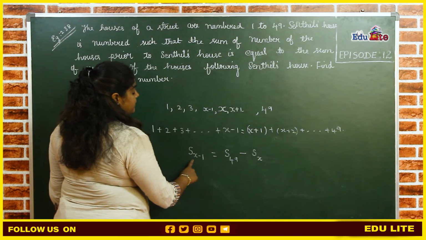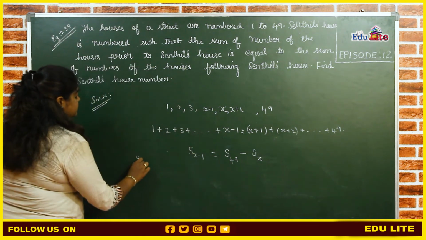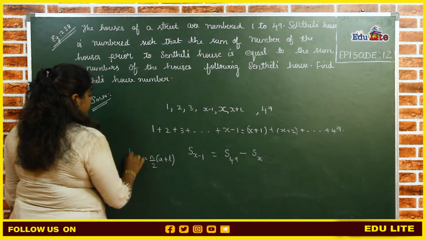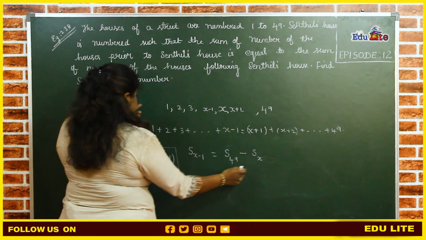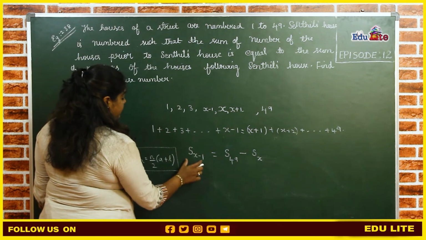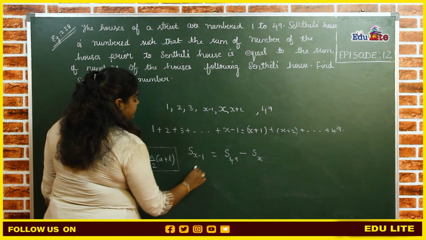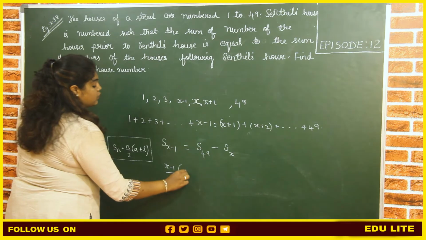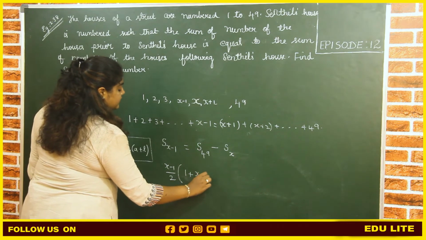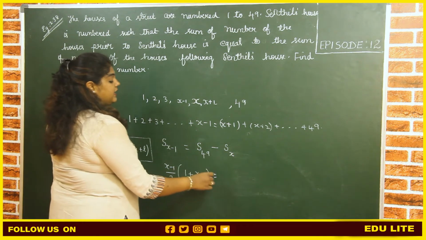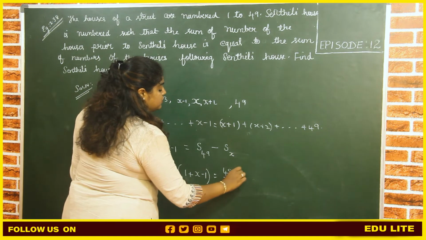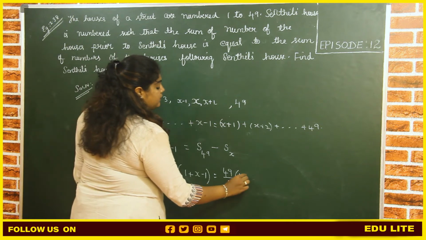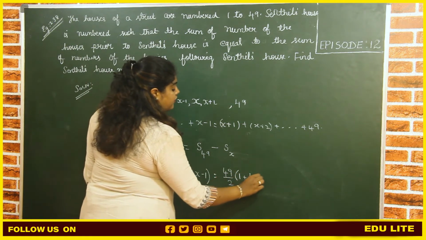Now we are going to use the formula for Sn for all these three terms, that is Sn equals n by 2 into a plus l. So we are going to use this formula for all three. So for x minus 1, instead of n we have x minus 1 by 2 into a value, which is 1, plus l value, which is x minus 1. For S49, it is 49 by 2, a value is 1, from 1 to 49, so a value will be 1 plus the last term, which is 49.